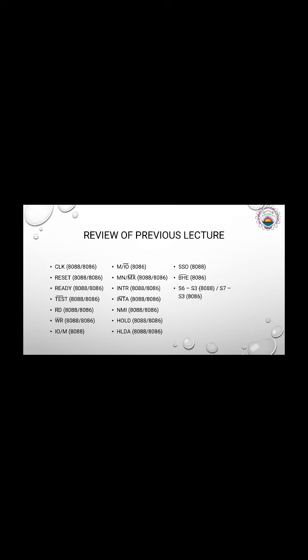Then there was the signal IO/M bar for the 8088 microprocessor. In case of the 8086 microprocessor, the M/IO bar signal was discussed. Whenever the microprocessor accesses memory, then the IO/M bar pin will be having logic 0, and whenever microprocessor 8088 is going to access IO, then IO/M bar will be having logic 1.